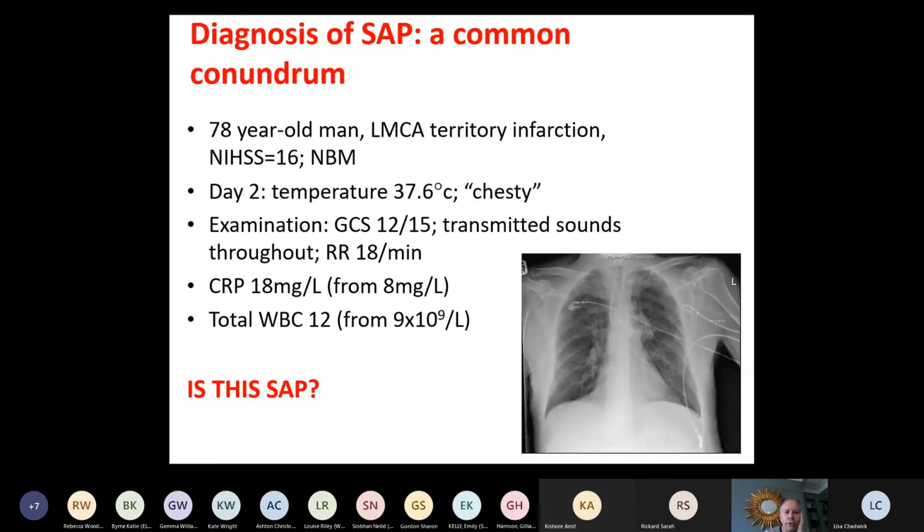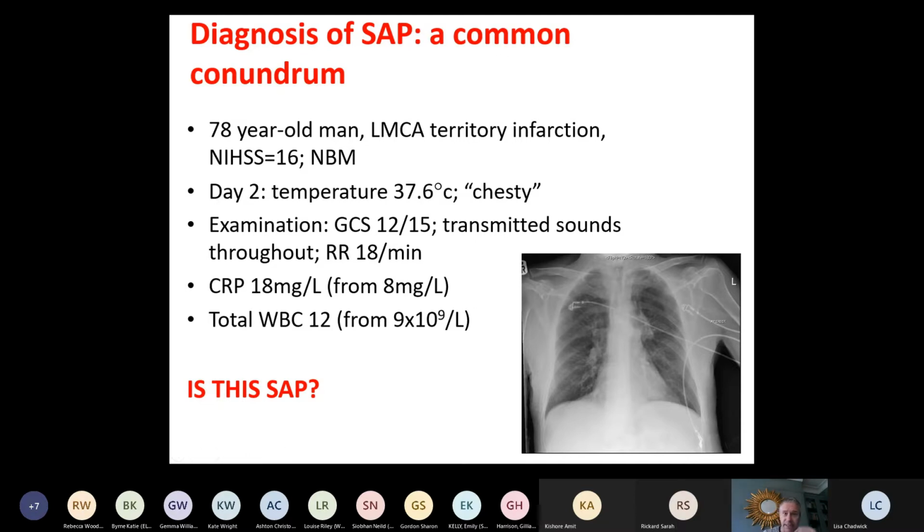This is a scenario that we're probably all familiar with, whatever discipline you work in, whether you're medical or one of the MDT. Here's an example: a 78-year-old man with a recent left middle cerebral artery territory infarct, fairly high stroke severity with NIHSS of 16, and nil by mouth after swallow screen. On day 2, this man develops a temperature of 37.6 and is reported to be chesty, in inverted commas, seems to be making a lot of lower airway noises.